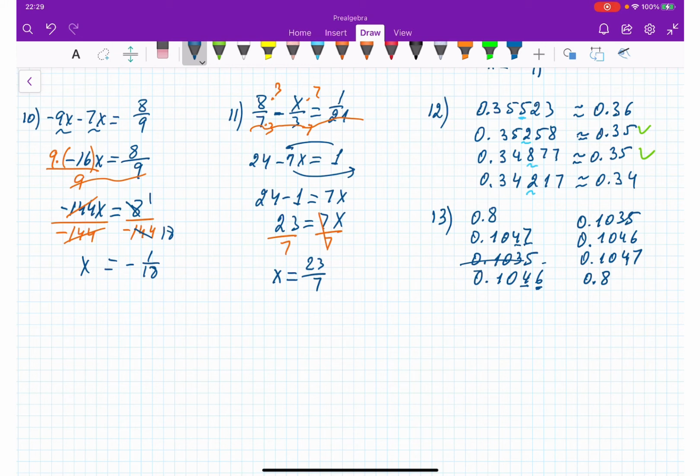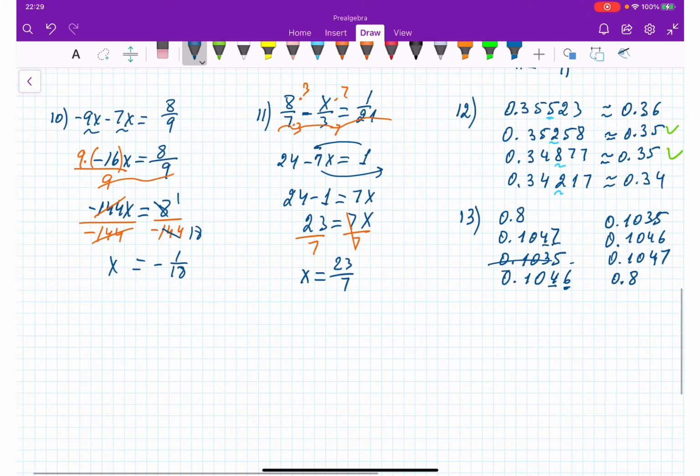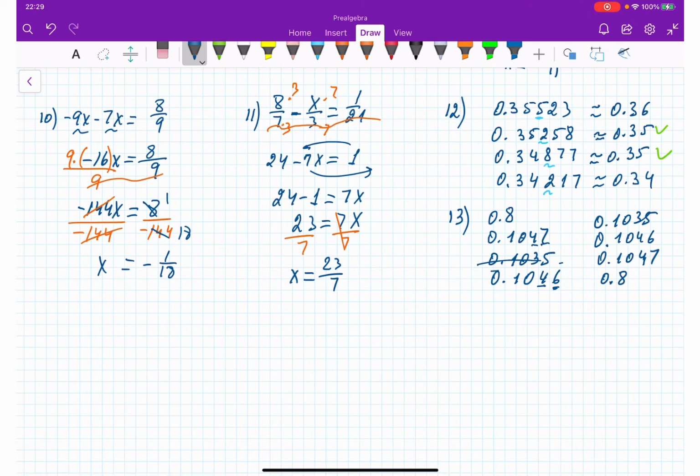Question number 13. Write as a decimal. We have 9 and 7/100. Now, a whole number, we never touch it. You don't need to convert into an improper fraction. You don't need to do such things. You leave this 9 alone and convert only 7/100.